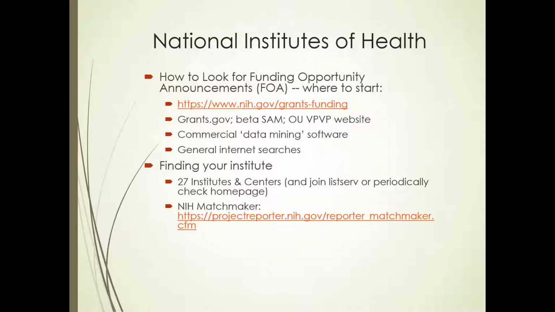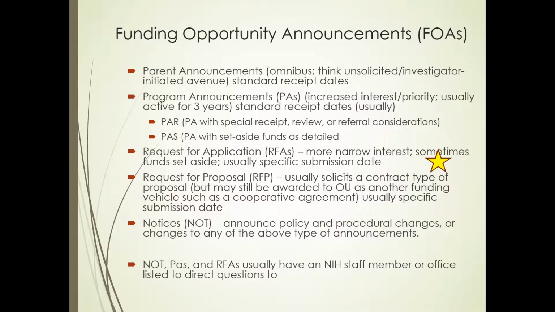For example, we're going to drop the announcement XXX related to this type of research at the end of the month or in September. And so you might get a 2 or 3 month head start to start updating your biosketch and things like that, that you don't need this specific opportunity to be able to work on. So in general, the different types of announcements that NIH puts out are called parent announcements, program announcements, requests for applications, requests for proposals, and notices.